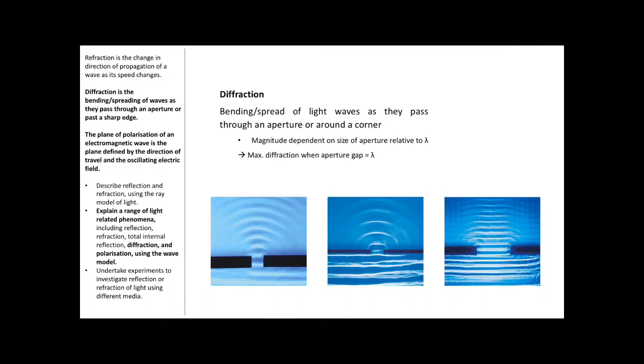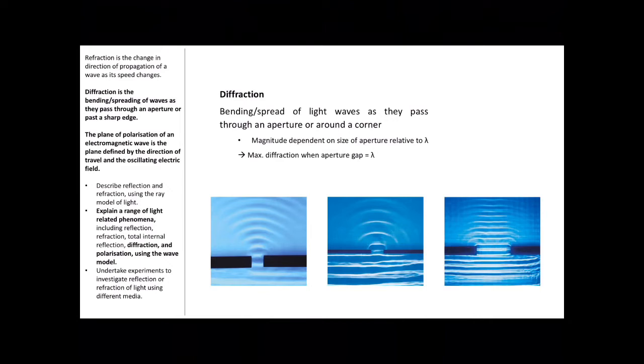So we've got some wavefronts that are travelling through an aperture in our pictures below, and the aperture is different in size in all of these three images. In the bottom one, the diffraction is most significant because the aperture is smallest, it's the most similar to the size of the wavelength.